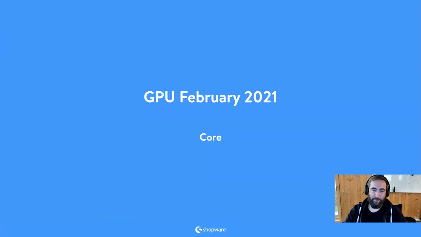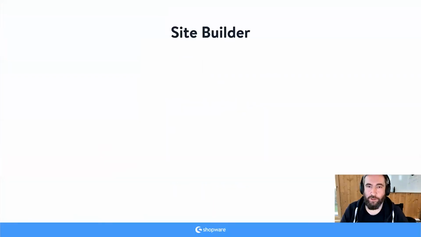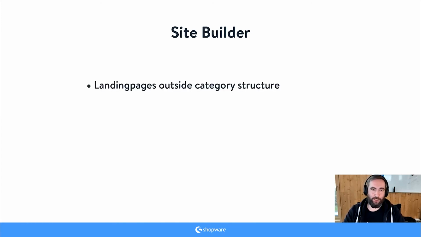Now some core features we are working on. And first of all, you might have seen it on the roadmap, is the site builder, or the project site builder we call it. And this is basically a rework of the categories. And there are a lot of features in it, and I will give you a little sneak peek after explaining it.